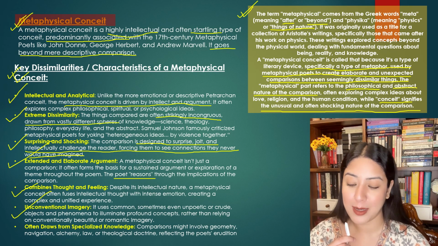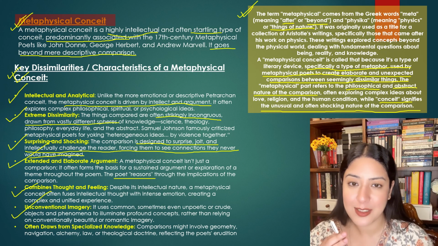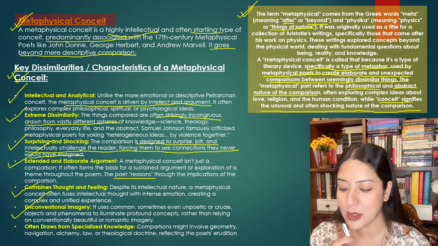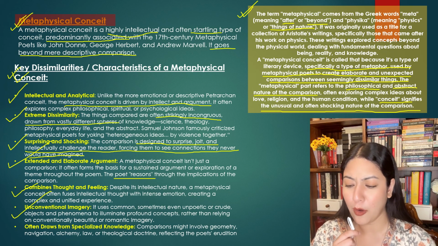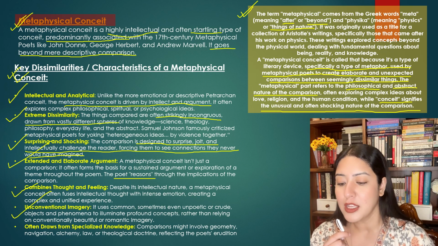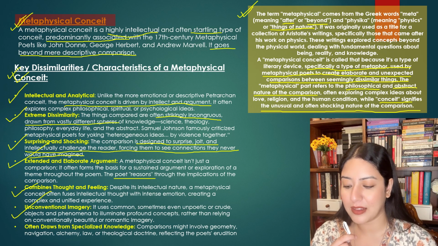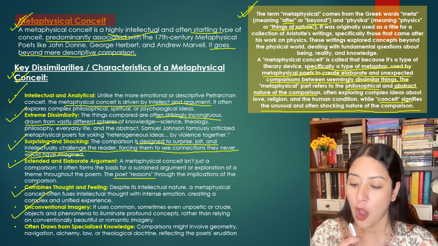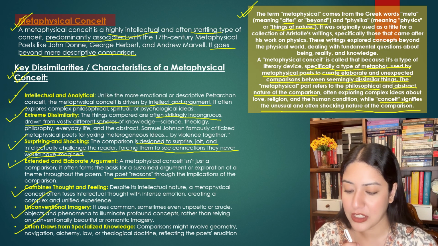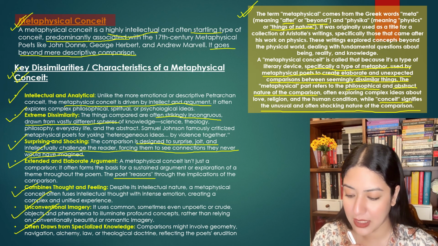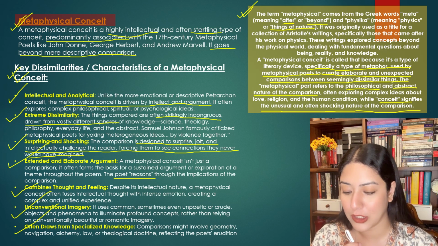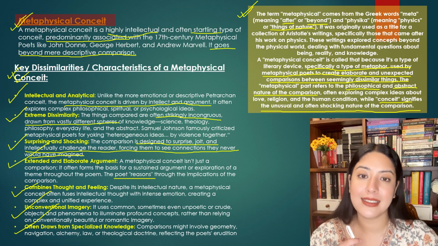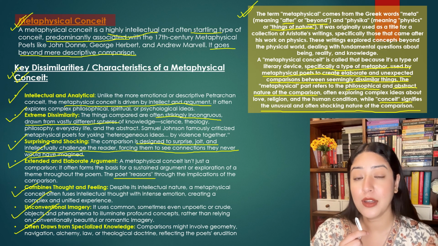This I'm not going to explain, I'm just going to read because this is what conceit is all about. Unconventional imagery. It uses common, sometimes even unpoetic or crude objects and phenomena to illuminate profound concepts rather than relying on conventionally beautiful or romantic imagery. Often draws from specialized knowledge, comparisons might involve geometry, navigation, alchemy, law, or theological doctrine, reflecting the poet's erudition. So the thing is over here that you're showing your intellect.